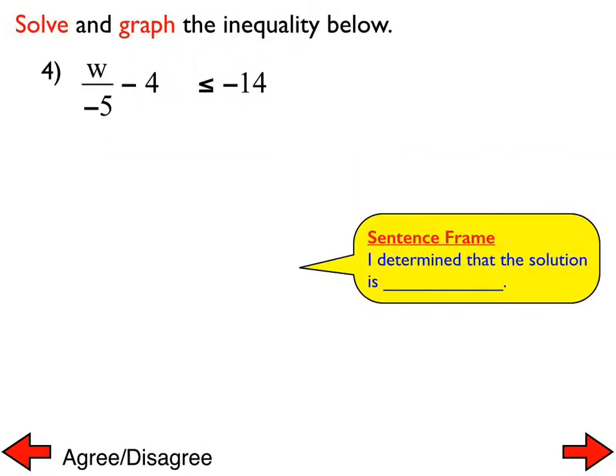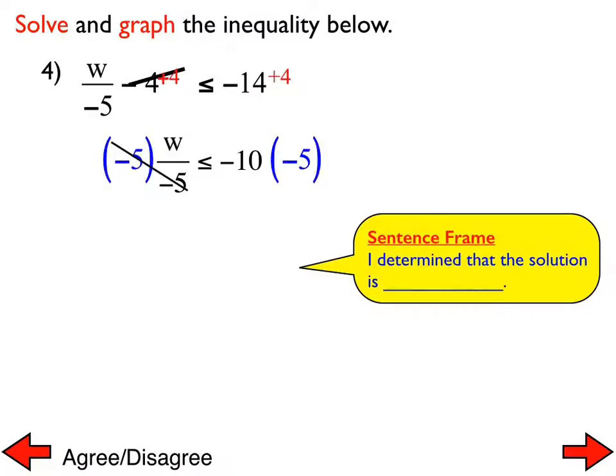Okay, everybody solve and graph number 4. Frame, please. I determine that the solution is w is greater than or equal to 50. Okay, and so we have to add 4 to both sides and then multiply both sides by a negative 5. That's what makes us have to flip the inequality symbol. That is definitely our solution.